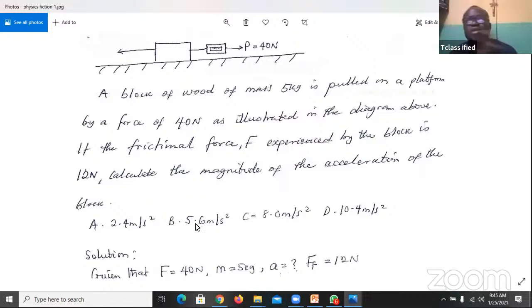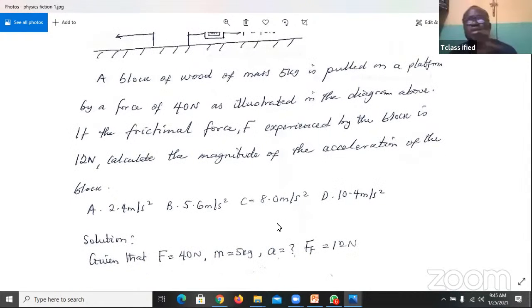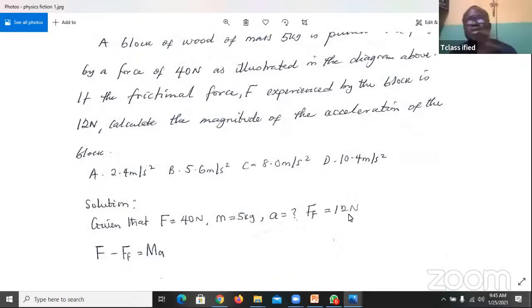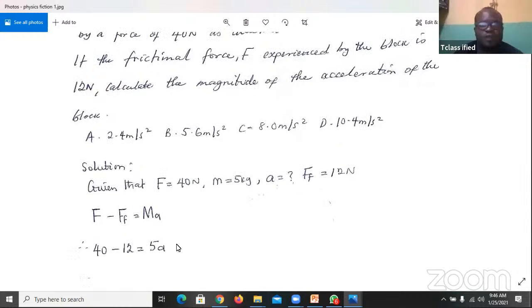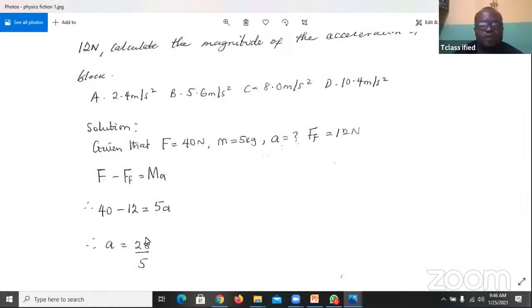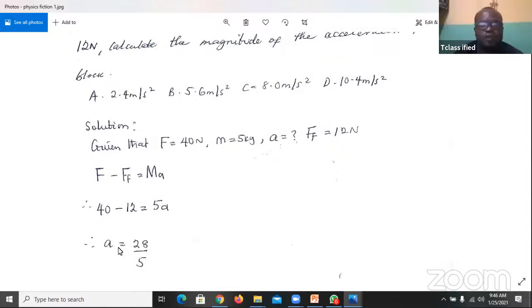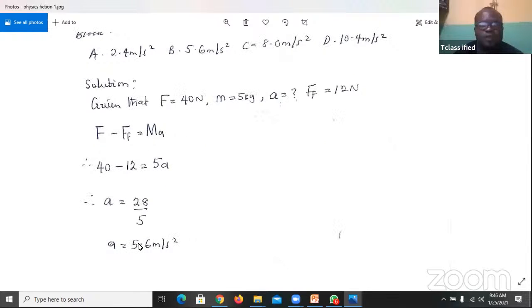Okay. So given the force is 40 newtons, mass is 5 kg, acceleration you don't know, frictional force is 12 newtons. So the force pulling it minus the frictional force will give you ma. This is what we call the resultant force. So simply make a the subject of the formula. We have 40 minus 12 is equal to 5a. 40 minus 12 is 28. 28 over 5 is 5.6. So that makes the acceleration equal to 5.6. So Johnson, is that clear? Yes, sir.